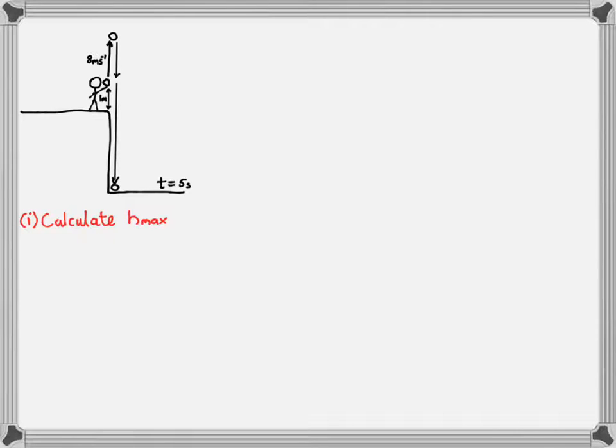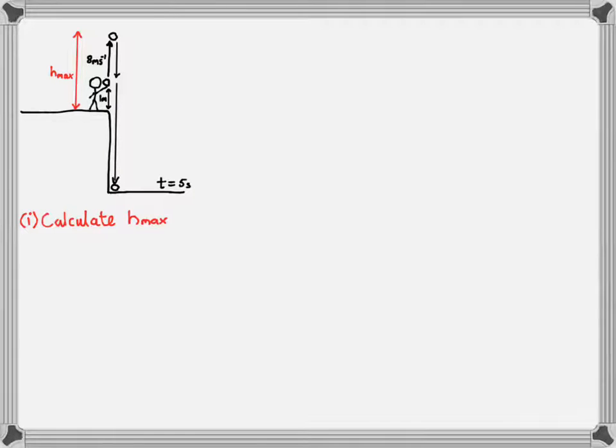First thing I want to calculate is h max, and we have to think about what h max is. It's the maximum height above the ground that the stone will reach. In this case, when I say the maximum height above the ground, I'm talking about from the ground here to the maximum height here. So I'm going to call that h max.